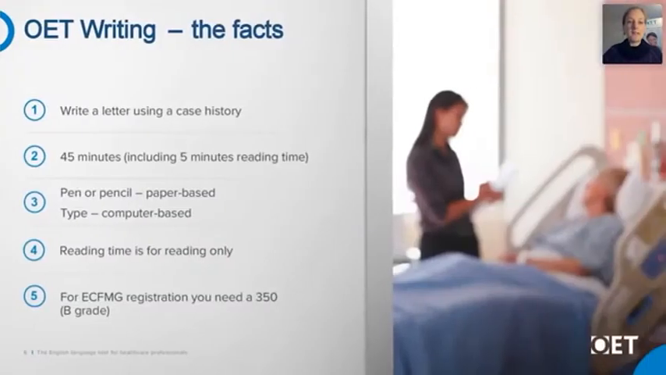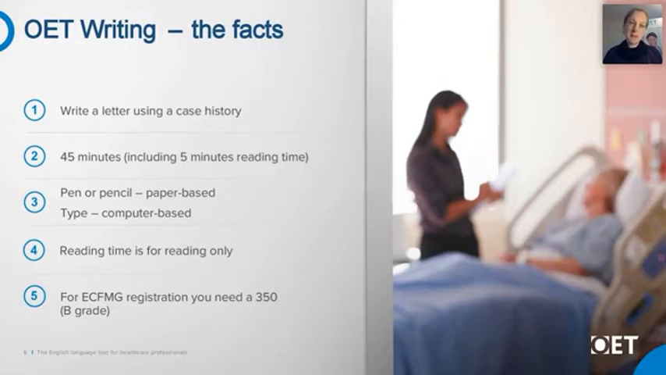So let's start by covering off the facts. The OET writing test is to write a letter. You are given a case history about a patient, and you will use this to write the letter as their physician to another healthcare professional. You have 45 minutes for this part of the test, and this includes 5 minutes reading time to read through the case history, and then 40 minutes to write the letter.